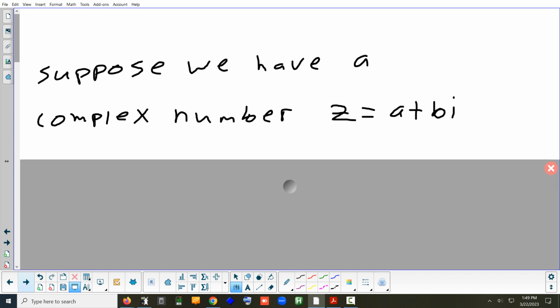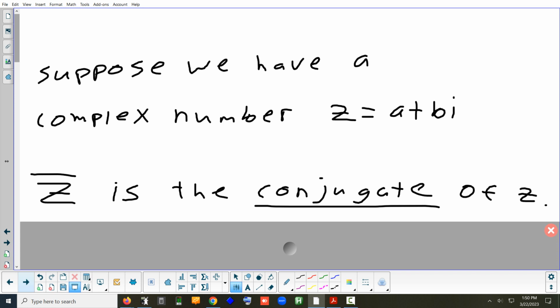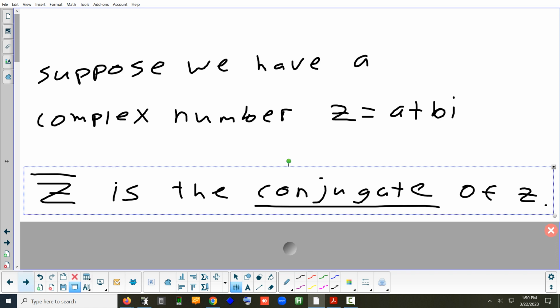So let's say that we had a complex number, a plus bi, and I'm going to call that complex number z. So z is the name I'm giving. z is the letter they use a lot of times when you have to name a complex number. If you take z and you put a bar over it, pronounced z bar, this symbol, probably something you haven't seen a lot before, but this means something special. When you put a bar on top of a letter like that, that's called the conjugate. That symbol means conjugate.